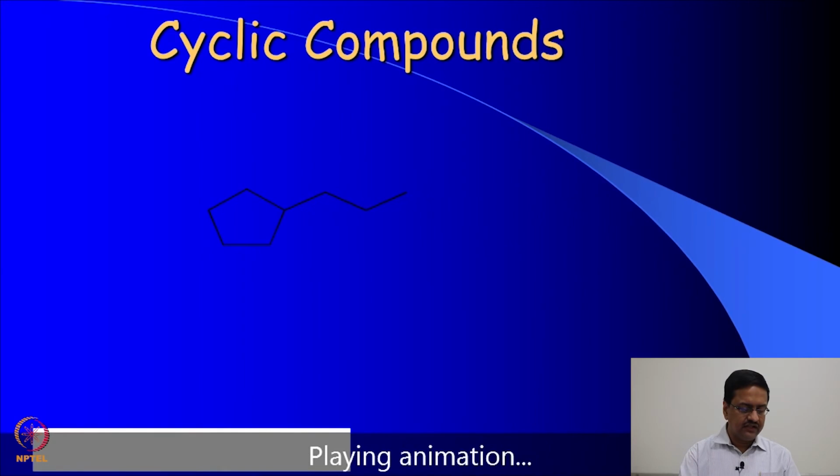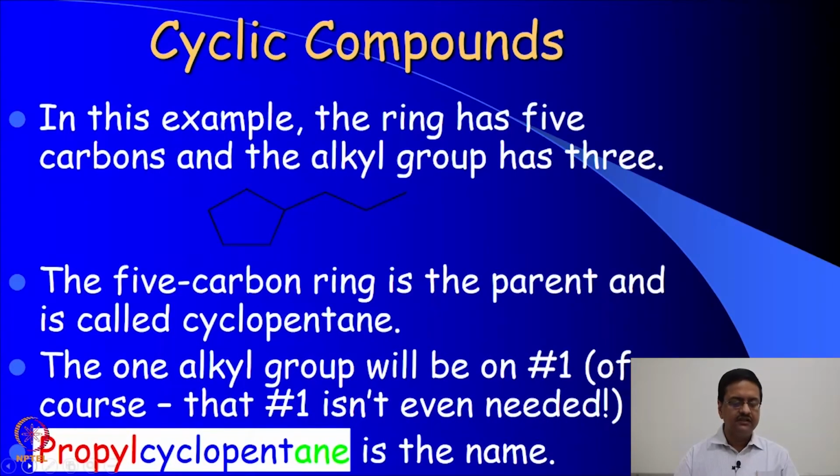Now, we continue with the cyclic compounds. In this case, you see the situation is opposite. You have a molecule where the ring has 5 carbon atoms and the side chain has 3 carbon atoms. So, the 5 carbon atom ring is the parent and the side chain is a prefix. When we try to name the molecule, we write it as propyl cyclopentane, and this is the name of this particular molecule.